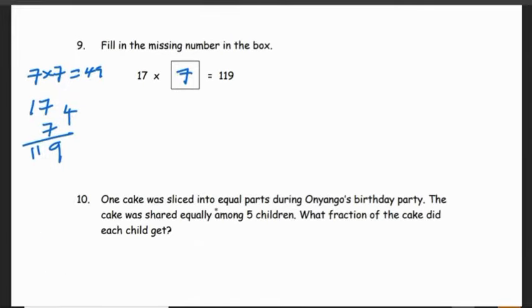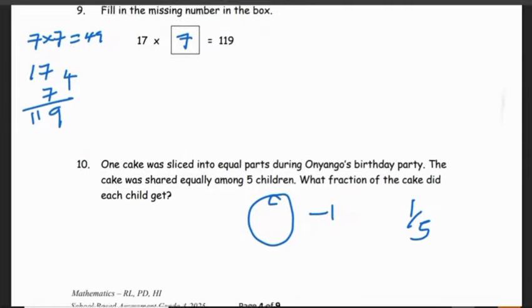One cake was sliced into equal parts during Onyango's birthday party. The cake was shared equally among 5 children. What fraction of the cake did each child get? Now, what we need to do is to divide. And how do we know that? We know that a whole cake is equivalent to 1. And we had 5 children. Therefore, each child got a fifth of that cake.